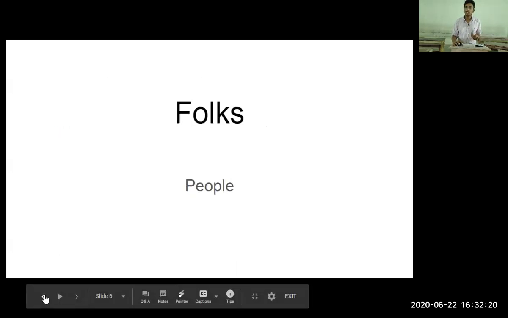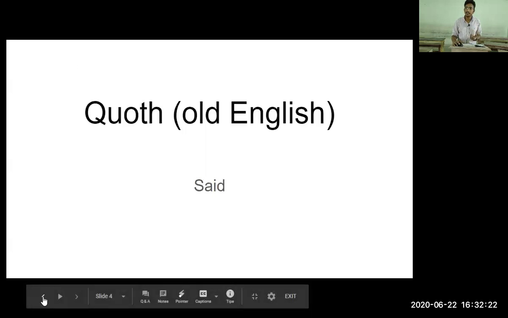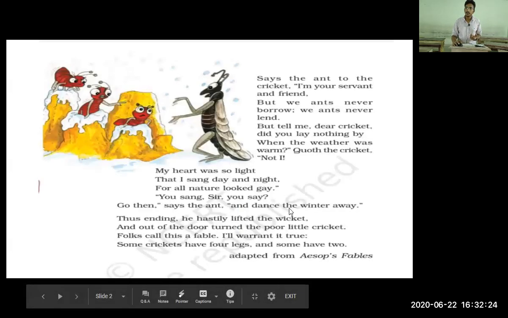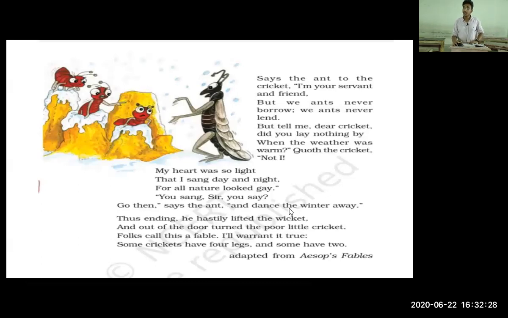Okay, so we'll explain these lines line by line. Says the ant to the cricket, I'm your servant and friend, but we ants never borrow, we ants never lend. But tell me, dear cricket, did you lay nothing by when the weather was warm? So this is spoken by the ant.